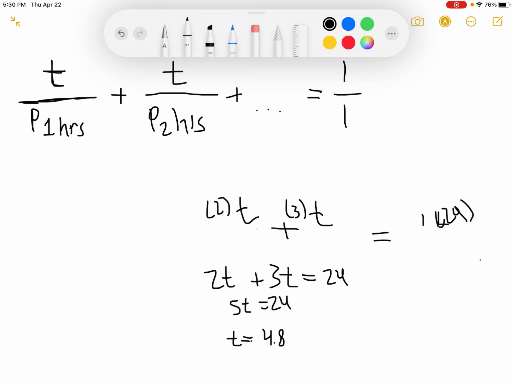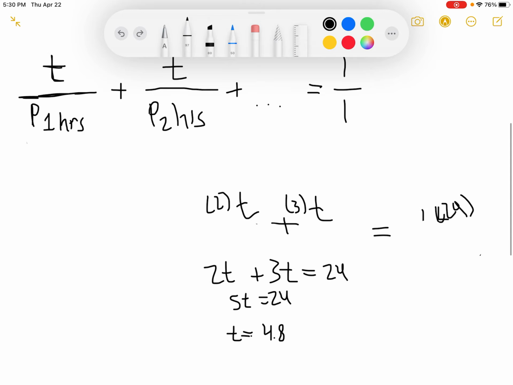Sometimes they want you to know how many minutes. How do you do that? You take the decimal and you multiply that by 60. So the decimal is 0.8, so 0.8 times 60 is 48. So it would take, if they did it together, 4 hours and 48 minutes.